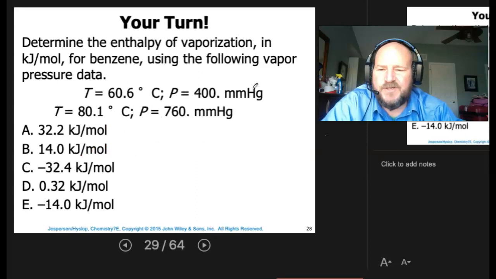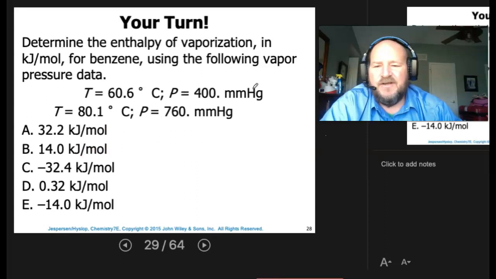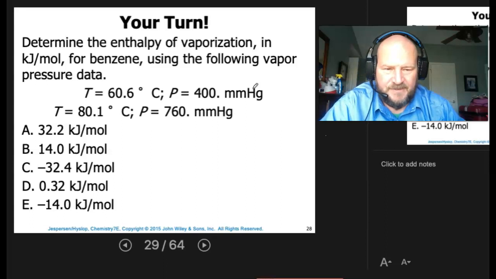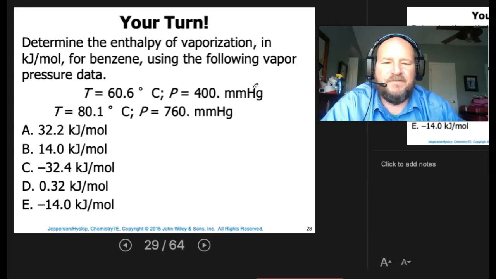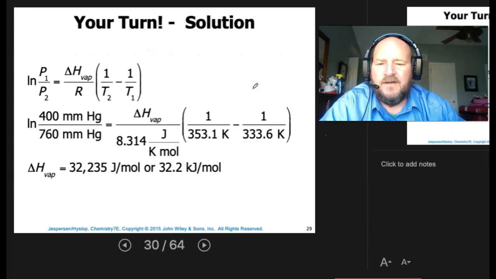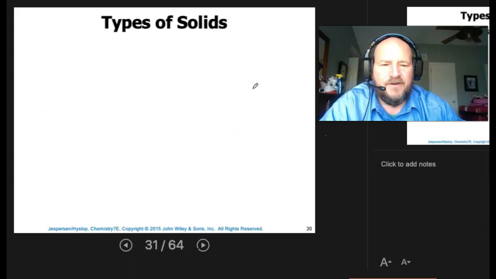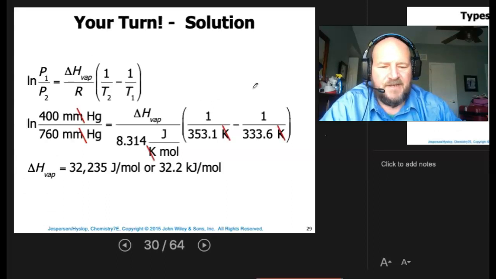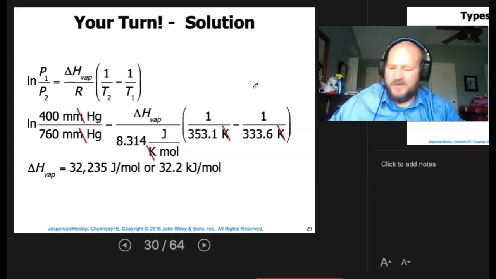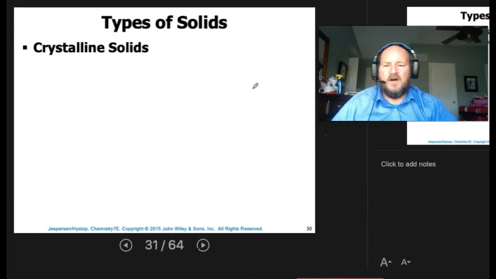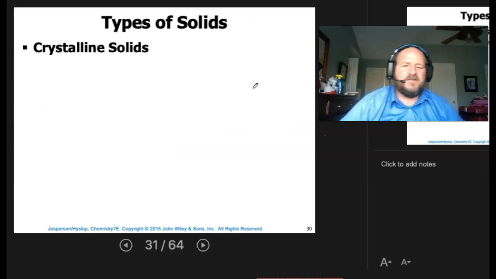And then they ask you to determine the enthalpy of vaporization, so now you're just going to solve for delta H of vaporization. Again, you can work on those and look over the solutions. I'm not going to spend a lot of time on it because, as I said, I wouldn't expect that to be on your test. All right, types of solids, crystalline solids.